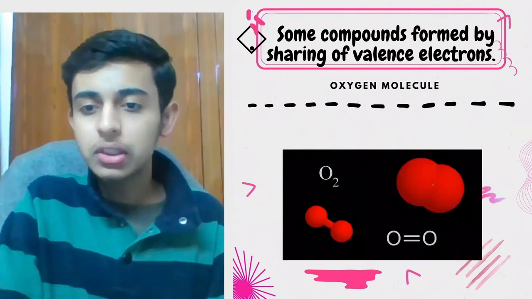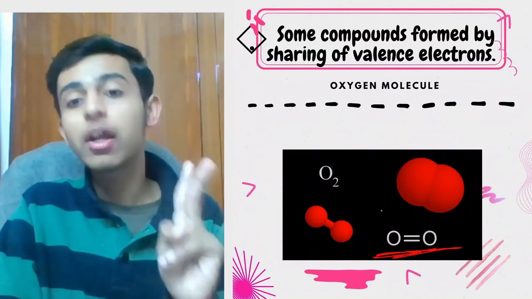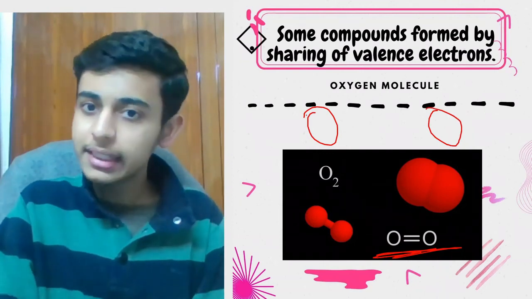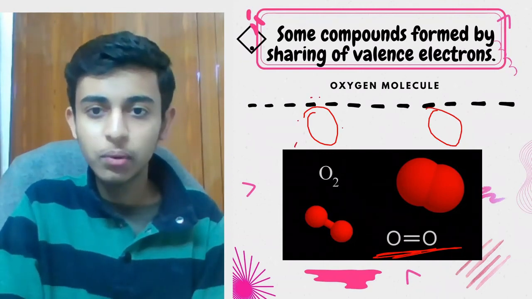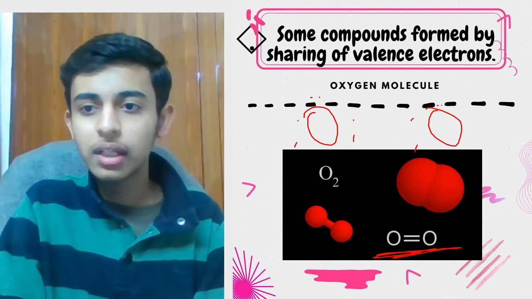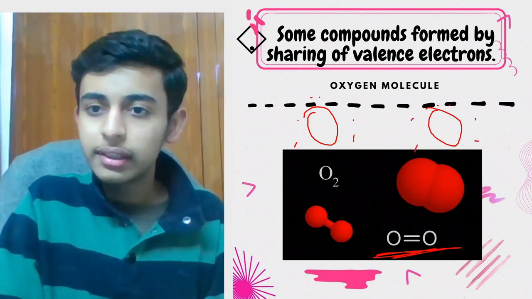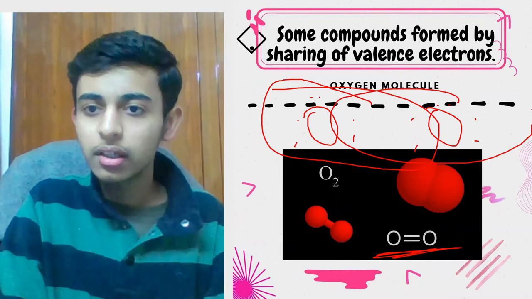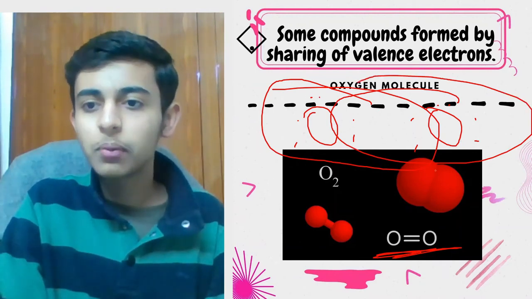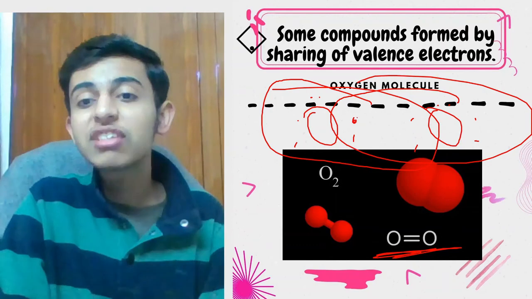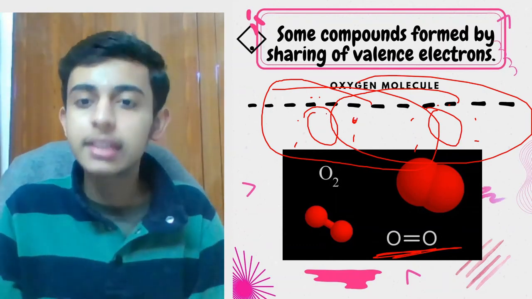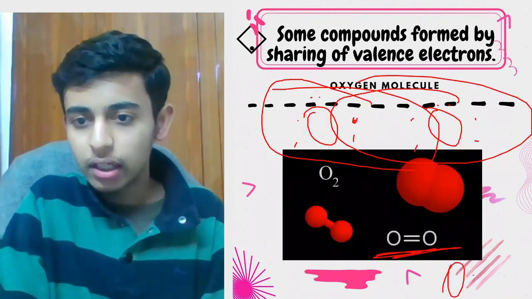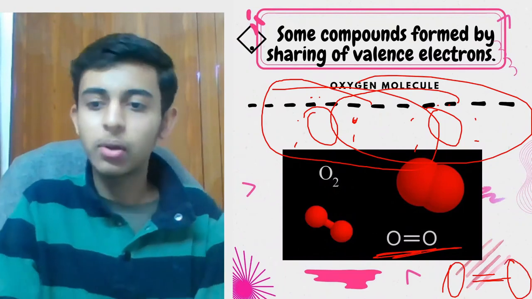Similarly in oxygen, this shows a double bond because two pairs of electrons are shared. Let's say this is my first oxygen, this is my second oxygen. So I have 6 electrons in the outermost shell: 1, 2, 3, 4, 5, 6. Similarly over here, 1, 2, 3, 4, 5, 6. So this will share its 2 electrons, and this will share its 2 electrons. Done. 1, 2, 3, 4, 5, 6, 7, 8 and 1, 2, 3, 4, 5, 6, 7, 8. And 2 pairs, it means 4 electrons are shared over here. So this is known as a double bond, and we represent a double bond in this way: oxygen, 2 dashes, oxygen.